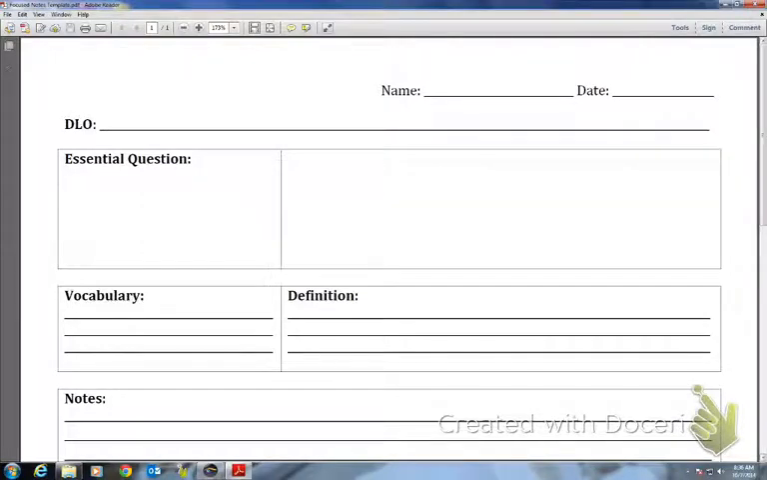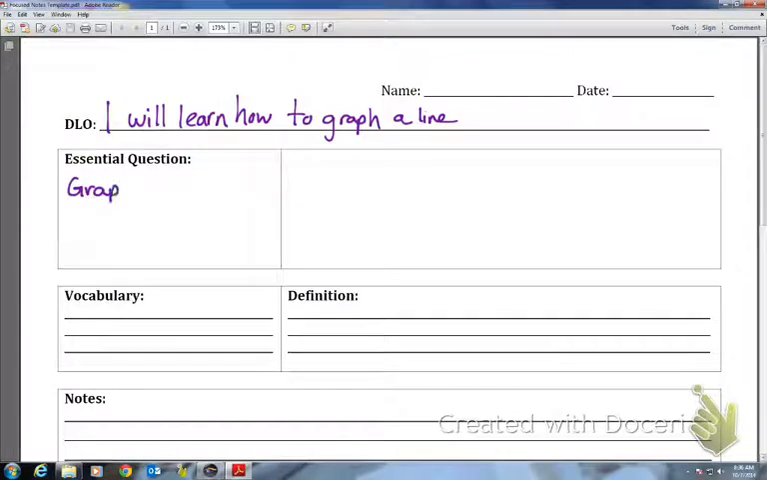Our DLO for today is I will learn how to graph a line. And our essential question, so go ahead and write this down. Our essential question is to graph the line y equals -1/2 x plus 2.